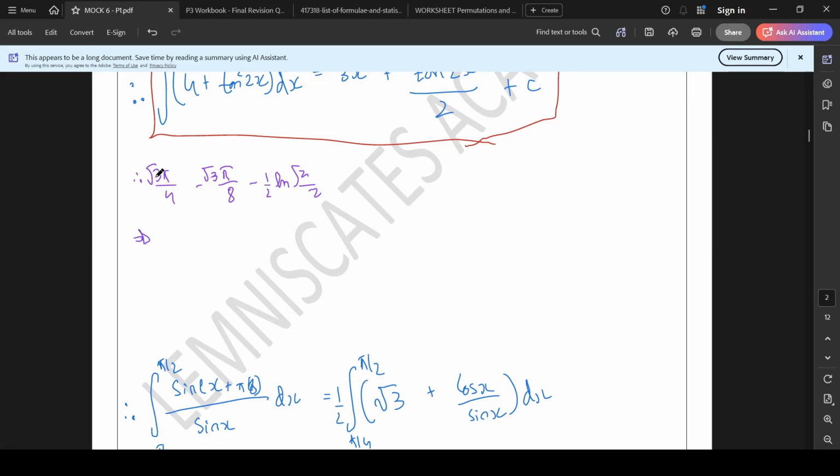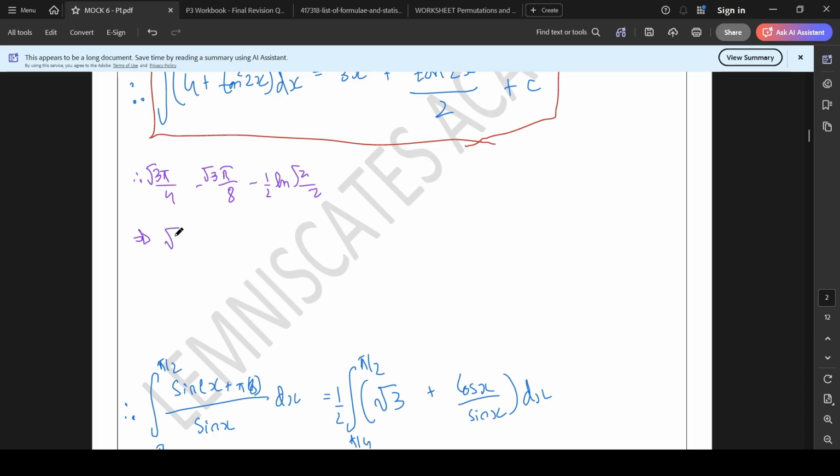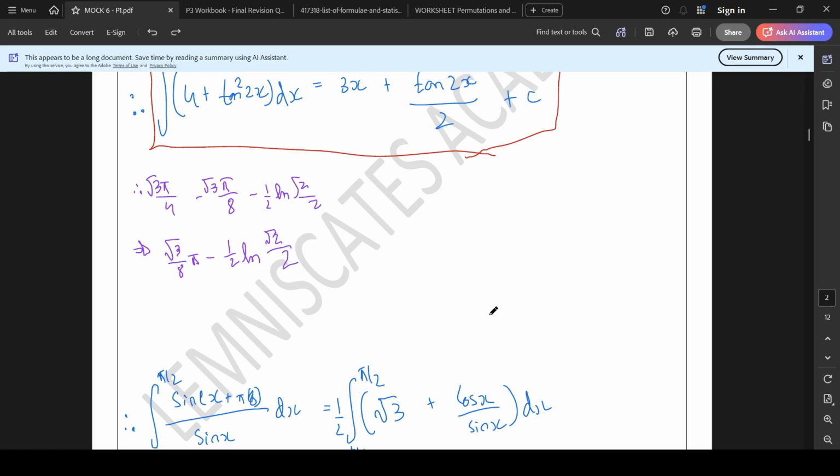Now this is same as writing... I can use my calculator to simplify this. What is 1 by 4 minus 1 by 8? Because root 3 pi is common, so I'm not involving it. So 1 by 4 minus 1 by 8 comes out as 1 by 8 only. So that is square root of 3 over 8 pi minus half ln 2, or simply you can write ln of root 2 by 2 to the power of half. Even that is fine, or even this is fine, whatever suits you the best. This is the simplified format that we have got.